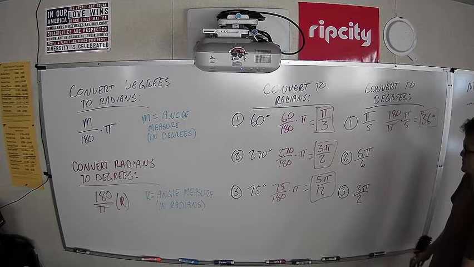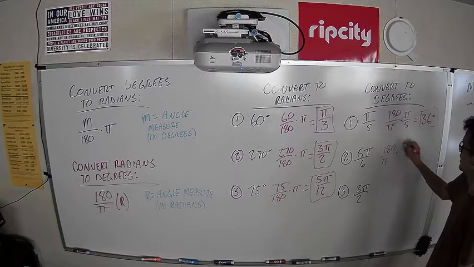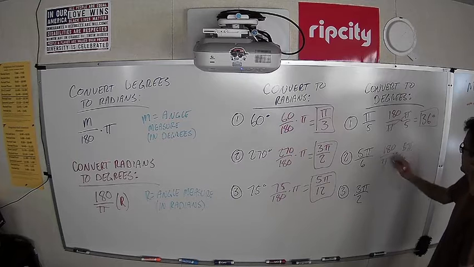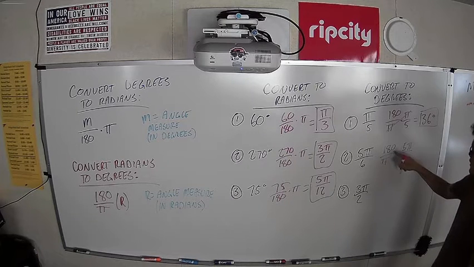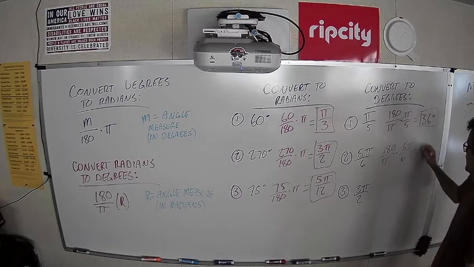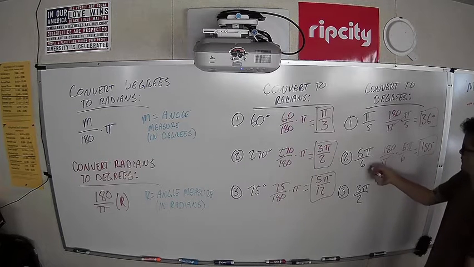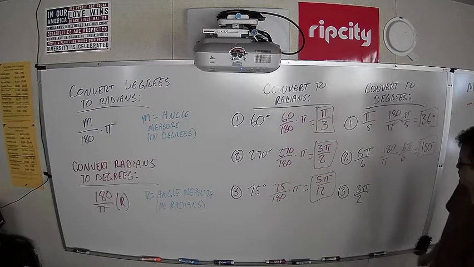5 pi over 6. We're going to do 180 over pi times 5 pi over 6. Pi's cancel. So now our numerator is 180 times 5. My calculator tells me that's 900, and we'll divide that by 6. And this is a 150 degree angle. So yeah, 5 pi over 6 radians is the same as 150 degrees.